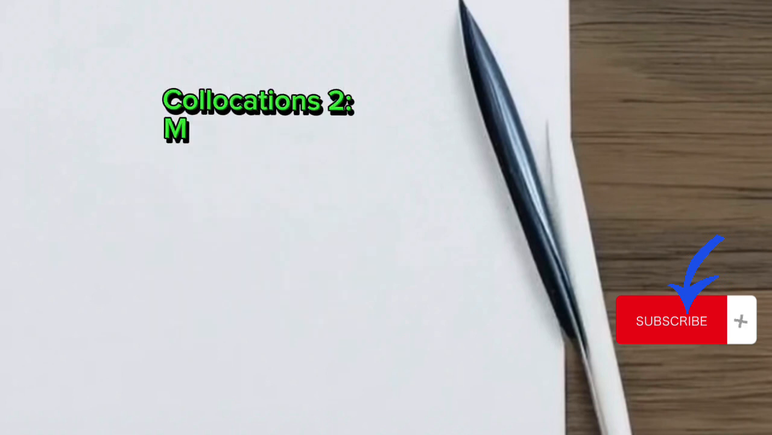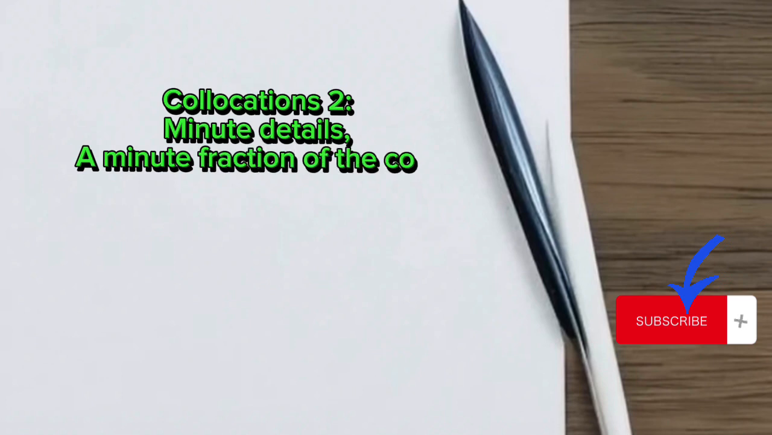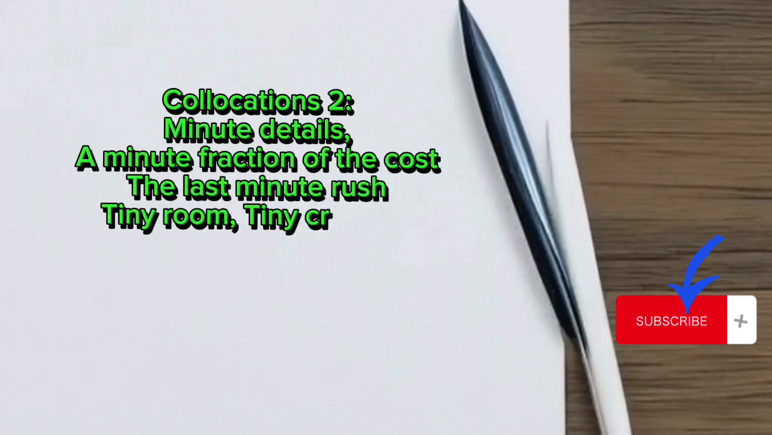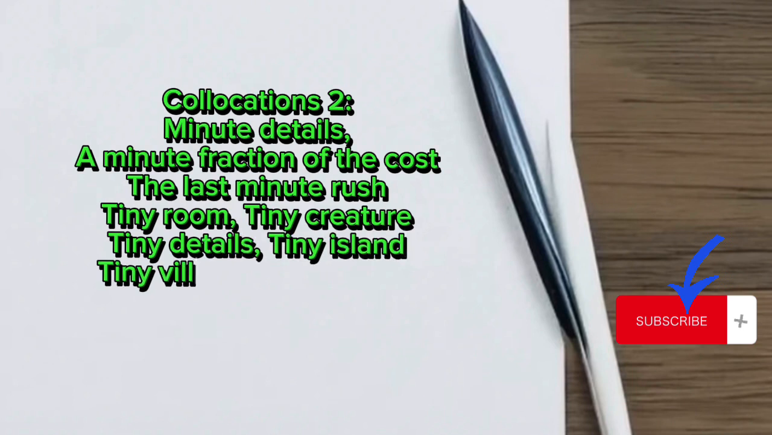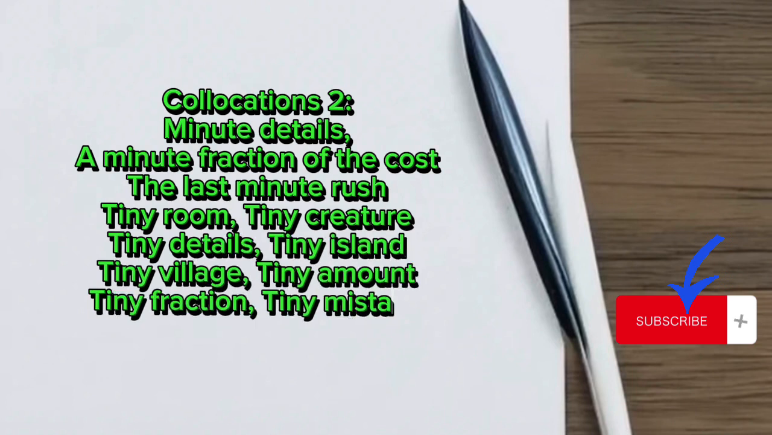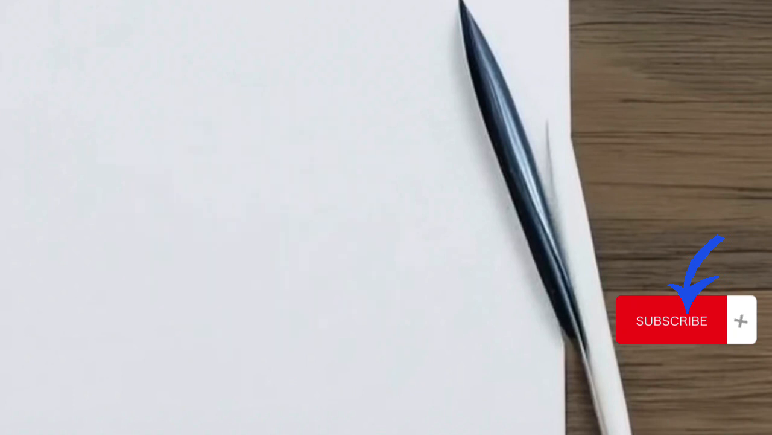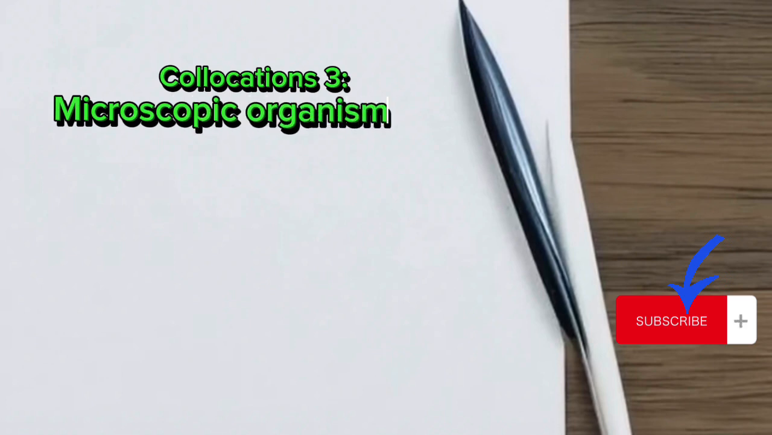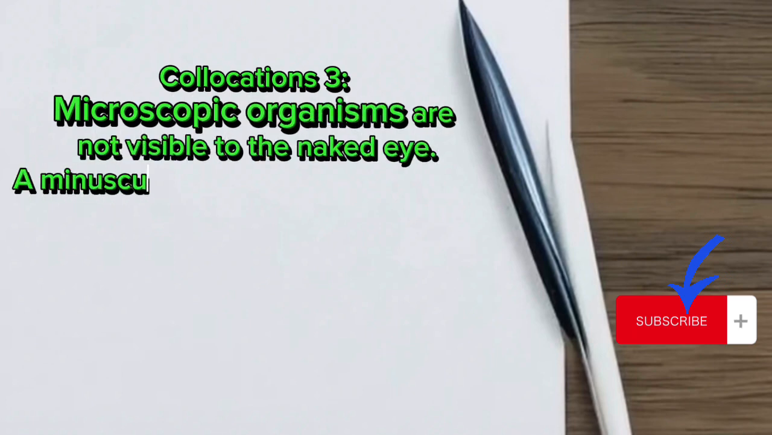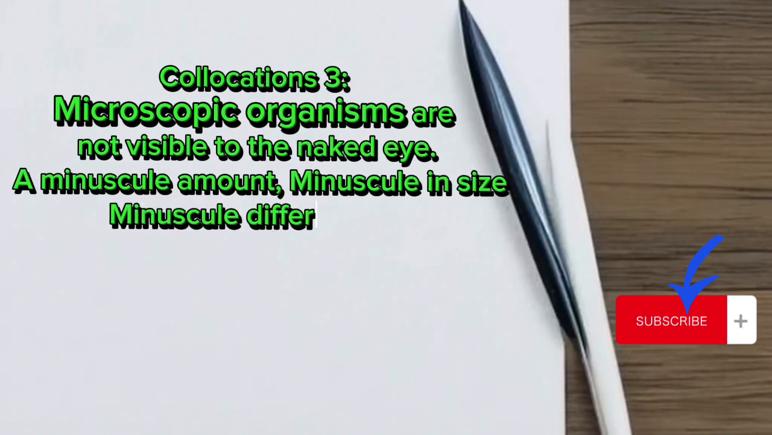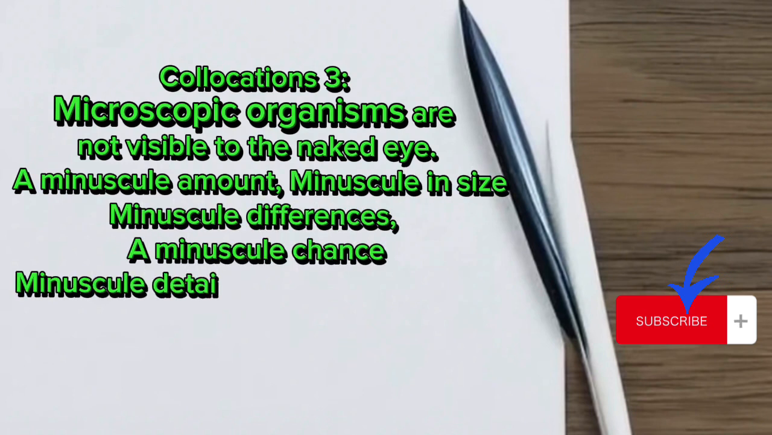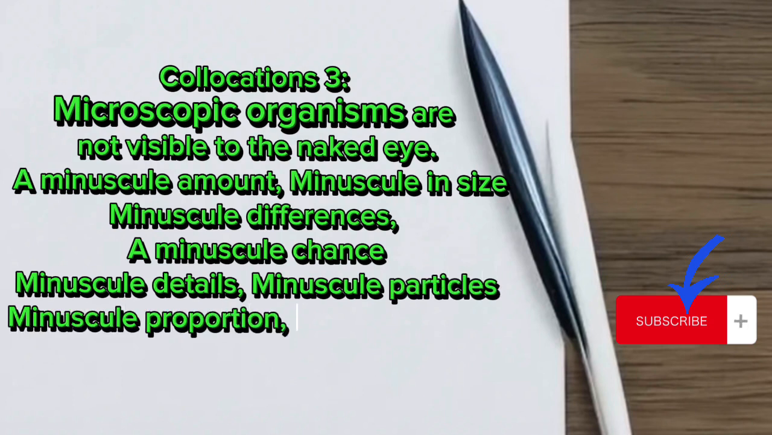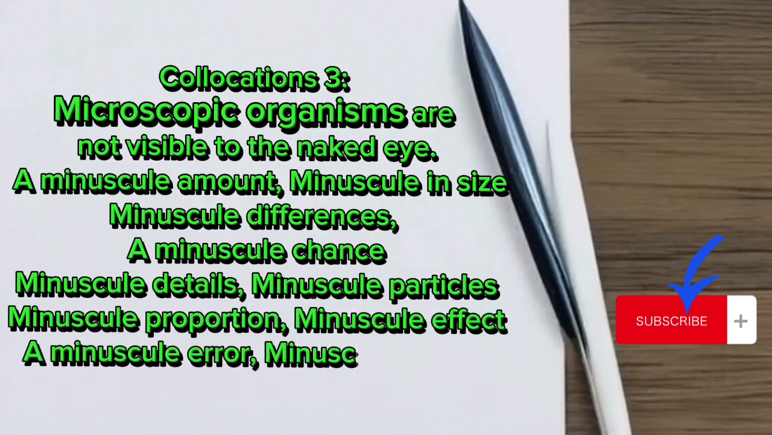Collocation number 2. Minute details, a minute fraction of the cost, the last minute rush, tiny room, tiny creature, tiny details, tiny island, tiny village, tiny amount, tiny fraction, tiny mistake, tiny portion. Collocation 3. Microscopic organisms are not visible to the naked eye. A minuscule amount, minuscule in size, minuscule differences, minuscule chance, minuscule details, minuscule particles, minuscule proportions, minuscule effects, minuscule errors, minuscule weight.